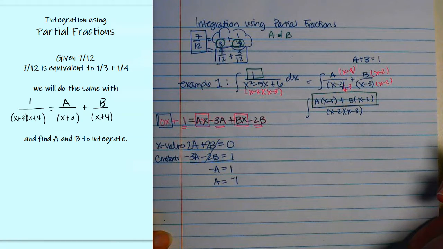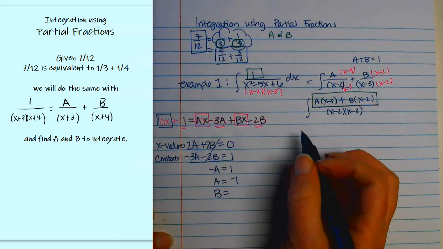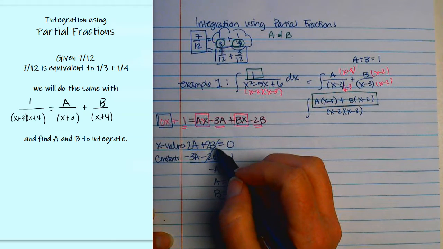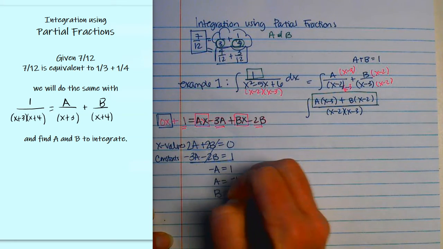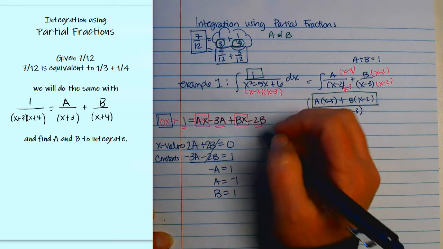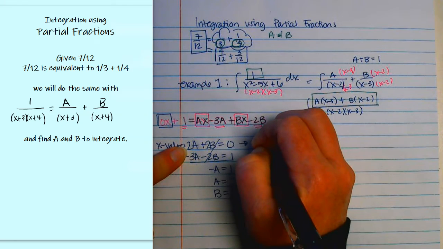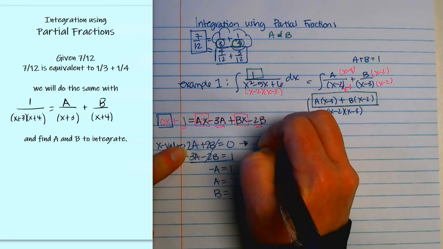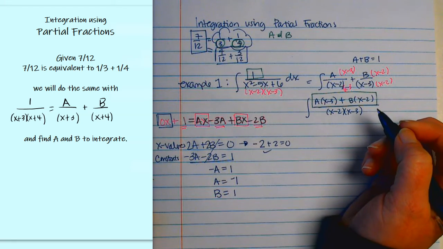And if a equals negative 1, then b must equal positive 1. It's opposite. Does that work? So if I plug it in right here, I would say negative 2 plus 2 times 1 equals 0. Okay, so that works.